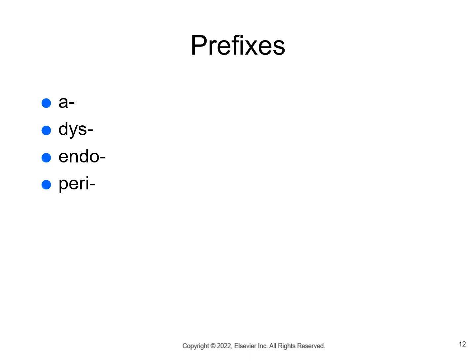Prefixes, we see some repeated here again. A means absence of or without. Dys means painful, abnormal, difficult, or labored. And endo means within. And peri means surrounding, outer, or around.